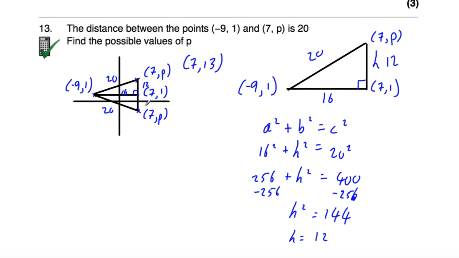Likewise, if we're at 7, 1, if we go down 12, that'll bring us down to this point. So if we've got a height of 1, if we go down 12, that'll be minus 11. So the coordinates of this position would be 7, minus 11. So the possible values of p would be minus 11 and 13. They're the two possible values of p, minus 11 and 13, and that's it.